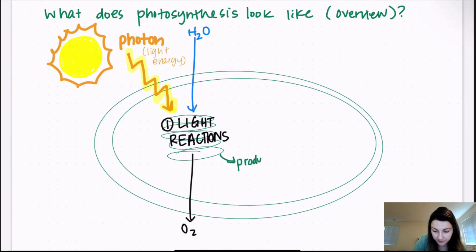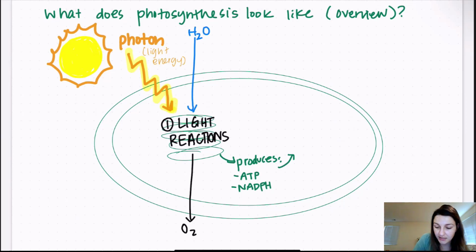It produces some stuff. It produces things like ATP, also produces NADPH. These two things are used in step two. That's why I bring them up. We're going to go through this in detail, but generally I want to give you an overview. So that produces some stuff, and that gets you to the second step.